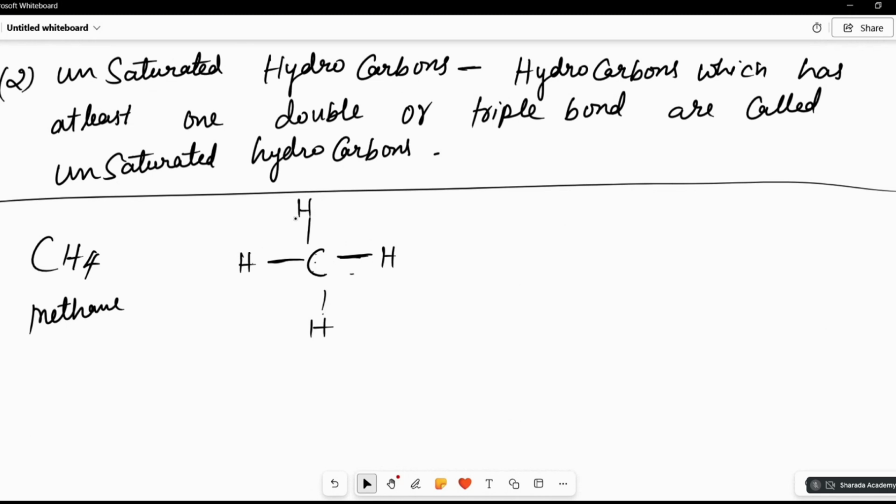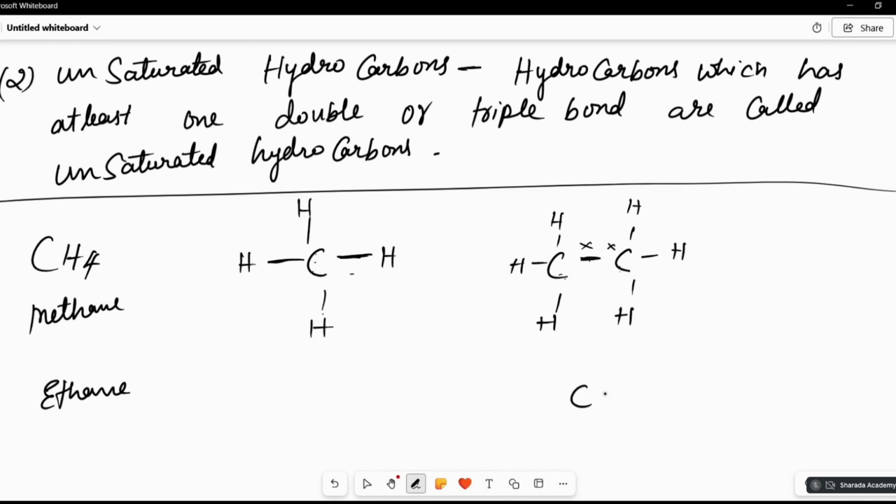For example, you take ethane. Two carbon atoms will be there. Here you have all single bonds only. That means carbon to carbon, you have only one bond. What does it mean? It will share only one pair of electrons. If I write the electron dot structure, how will it be? Like this.